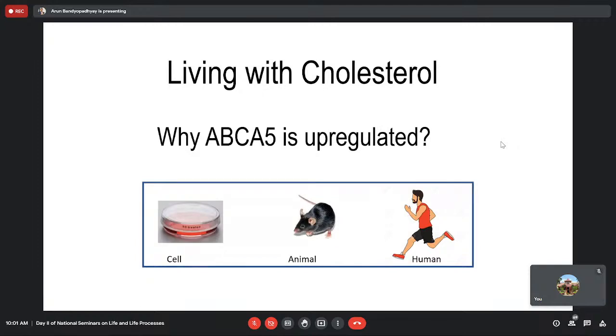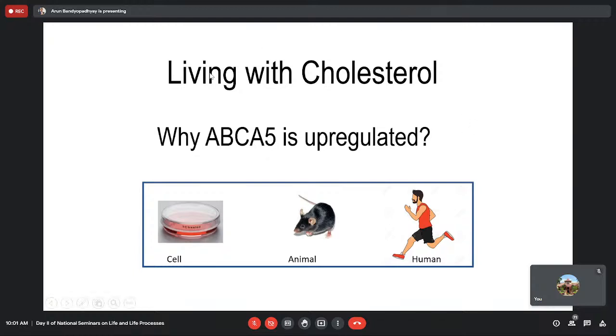So what happens to ABCA5? We validated one protein, ZGBC1, the double side adipokine. Now I switched to another protein, which is ABCA5. ABCA5 was found to be upregulated in the blood samples of human patients. So the question is why ABCA5 is upregulated. To answer this question, we have utilized three systems.